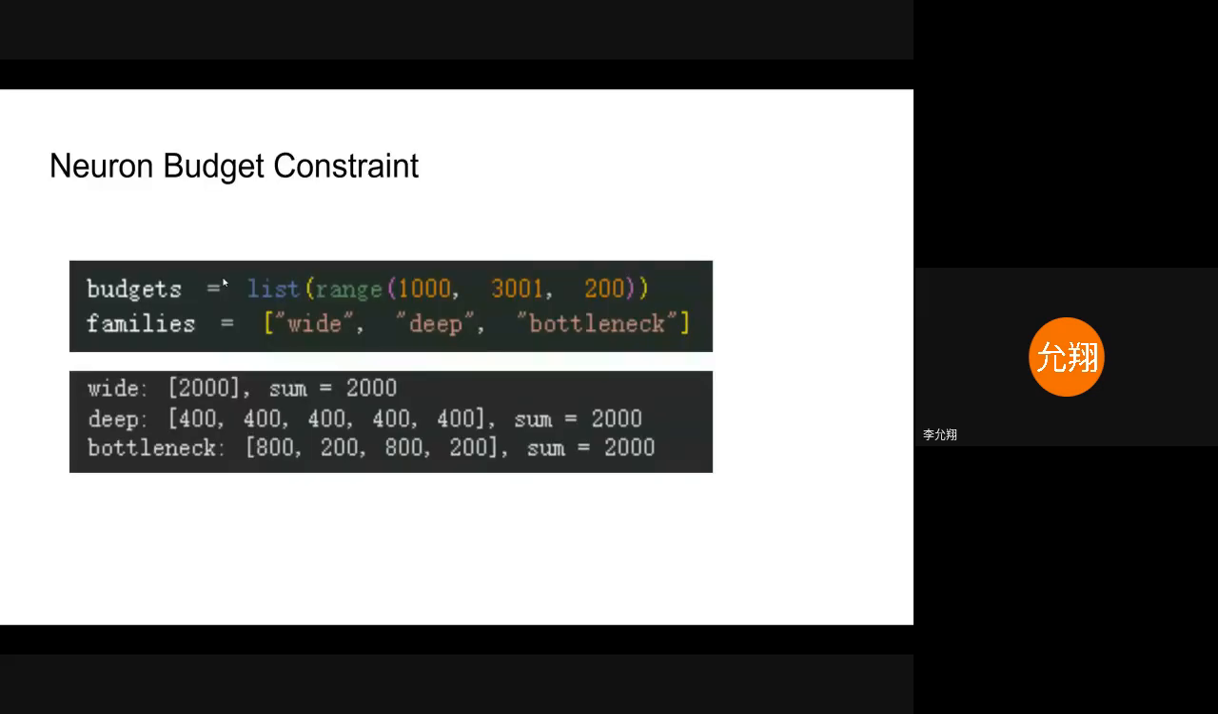Go ahead. Okay, so in task 1, we study how the structure of the neural network affects performance under a fixed neuron budget. So instead of increasing the parameters arbitrarily, we constrain the total number of neurons and compare different architectures. So we define a neuron budget K, which represents the total number of neurons across all hidden layers. And here we have 3 different architectures. First is wide, with 1 layer of large width, then deep, with 5 layers and small width, and bottleneck, with 4 layers alternating wide and narrow.